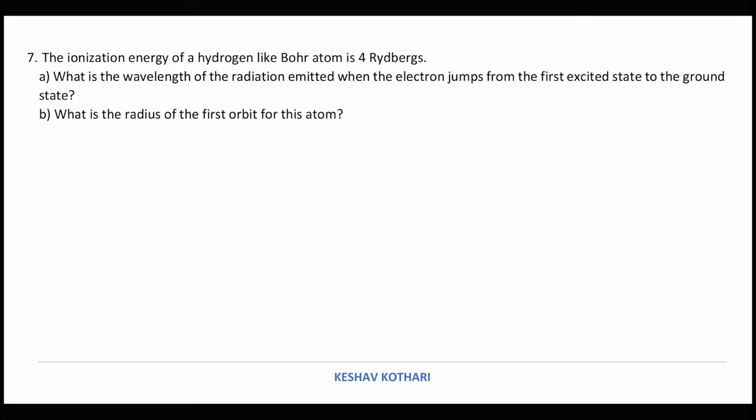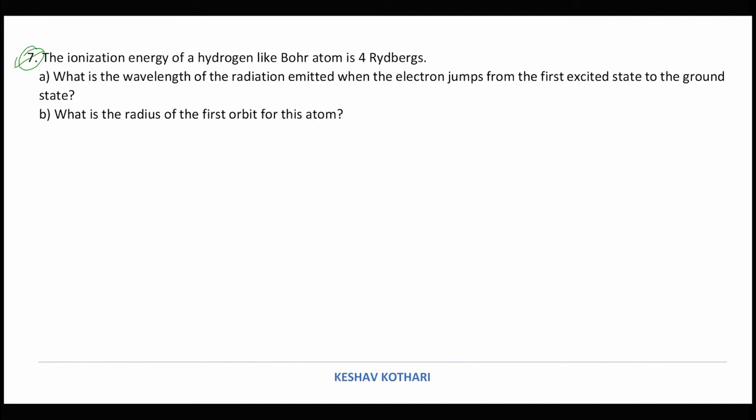Question number 7. The ionization energy for a hydrogen-like Bohr atom is 4 Rydbergs. What is the wavelength of the radiation emitted when the electron jumps from the first excited state to the ground state? And in part B it is asking what is the radius of the first orbit for this atom.